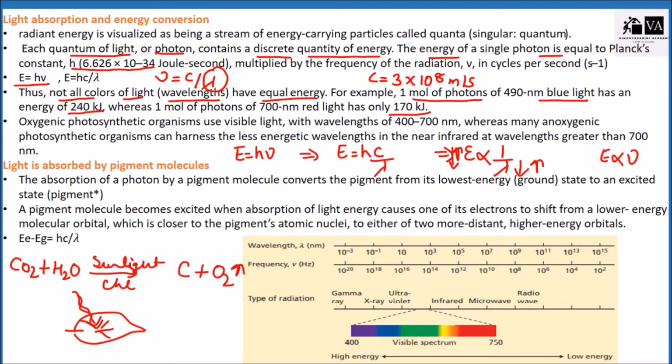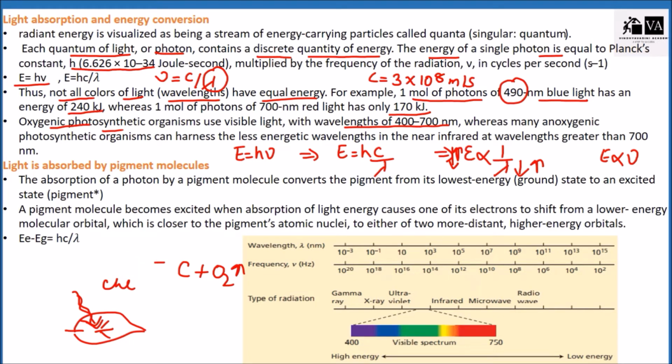So if we take 1 mole of photons of blue light, 490 nanometer, the energy will be more. And if we take red light, that is 700 nanometer, the energy will be less. Oxygenic photosynthesis occurs in the visible range, that is 400 to 700 nanometer.